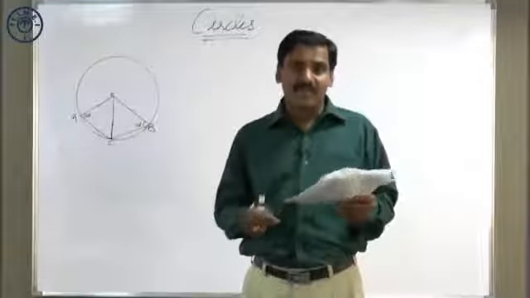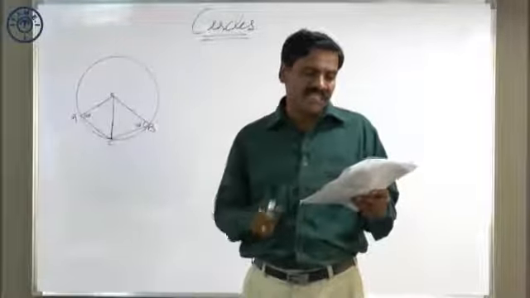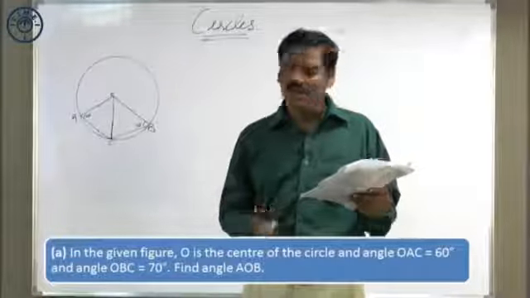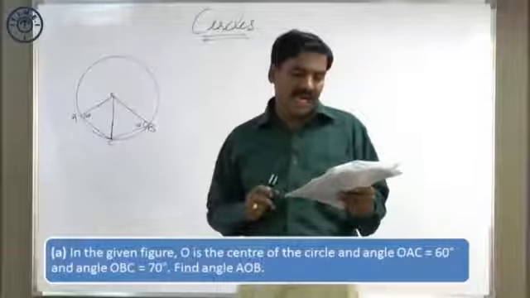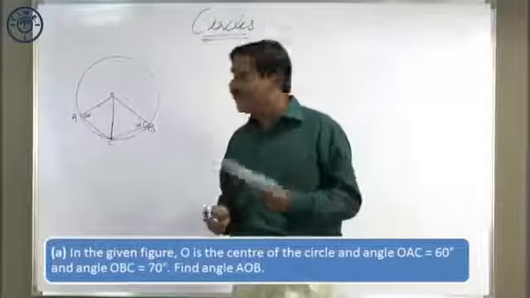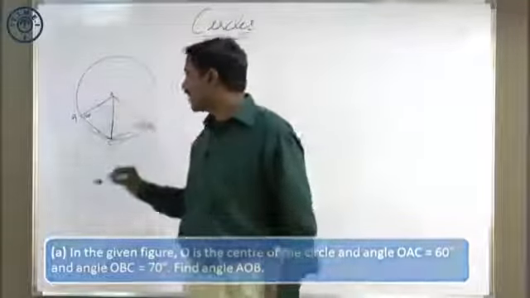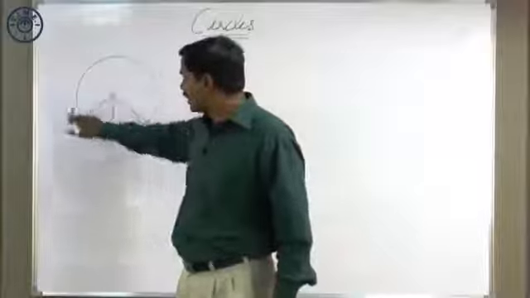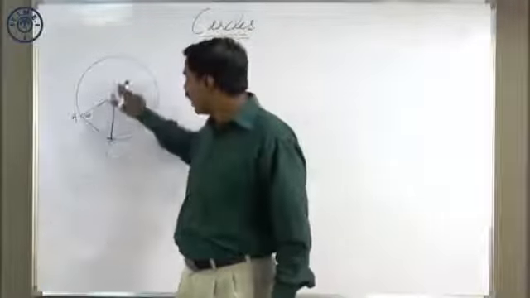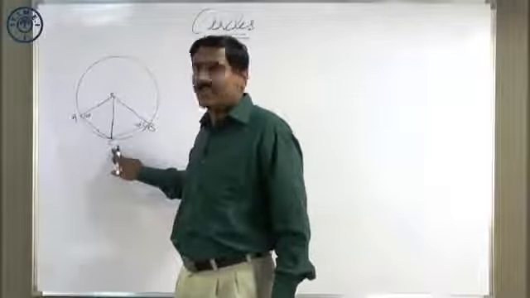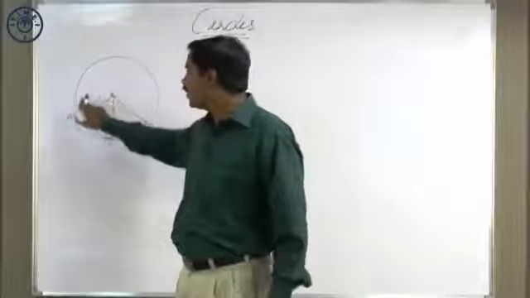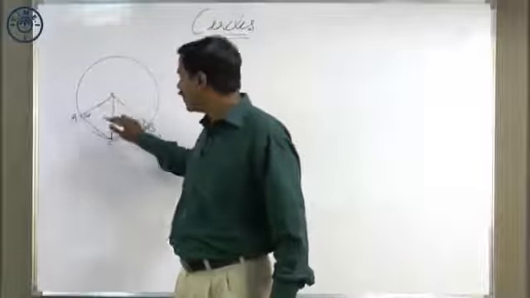Let's look at a small example based on circles. The problem is in this way. In the given figure, O is the center of the circle, angle OAC is 60 degrees and angle OBC is 70 degrees. Find angle AOB is the question. O is the center of the circle we have. So if you are just looking at it, OAC is mentioned as 60 degrees. Can we say OA is the radius of the circle? And if you are observing, OC is also a radius of the circle. In that case, can I say OAC is a triangle having two of its sides as equal, OA is equivalent to OC.